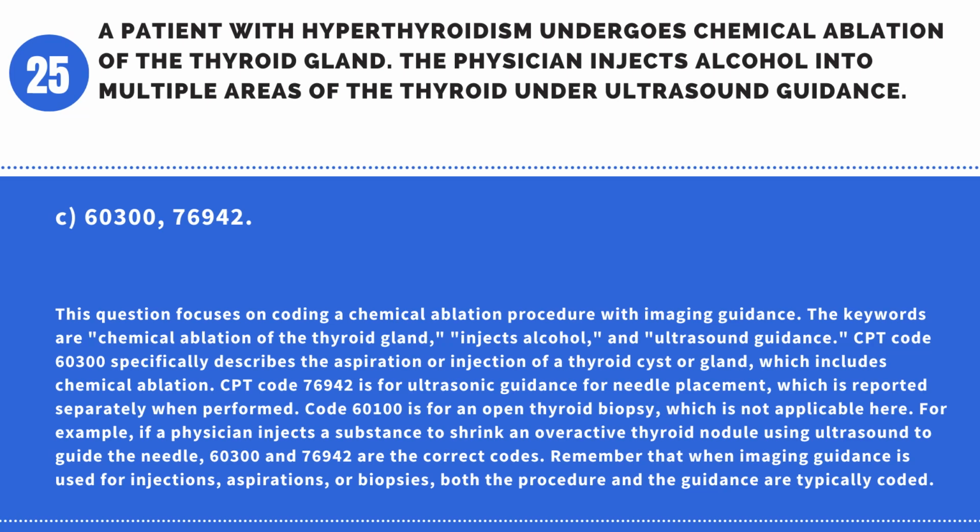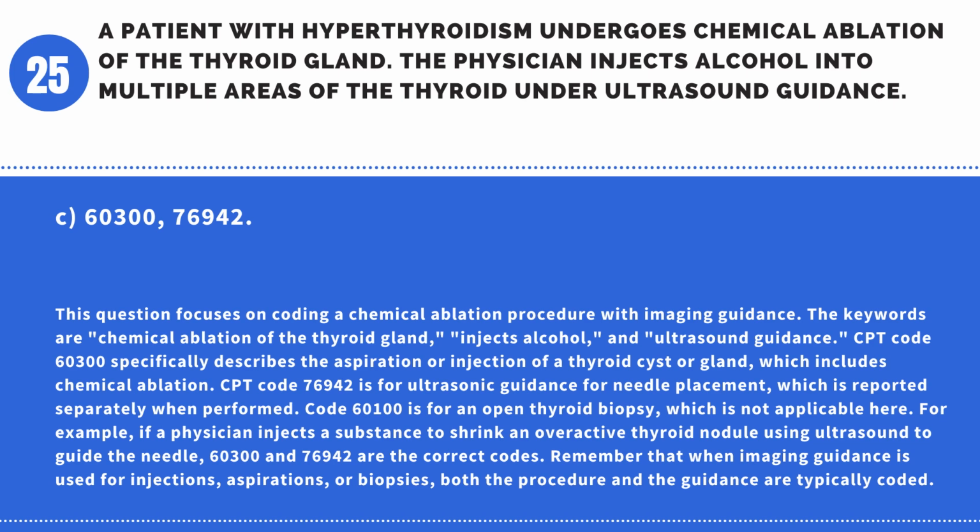60300, 76942. This question focuses on coding a chemical ablation procedure with imaging guidance. The keywords are chemical ablation of the thyroid gland, injects alcohol, and ultrasound guidance. CPT code 60300 specifically describes the aspiration or injection of a thyroid cyst or gland, which includes chemical ablation.